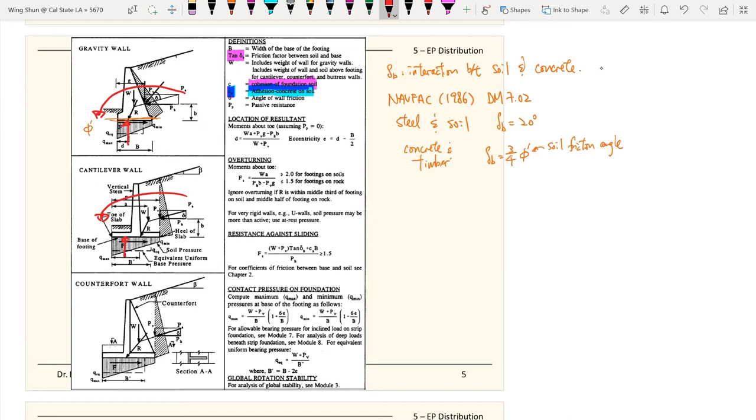So that's why at this part of the wall you always have a greater stress distribution. So this is an eccentric loading, back to our shallow foundation design.